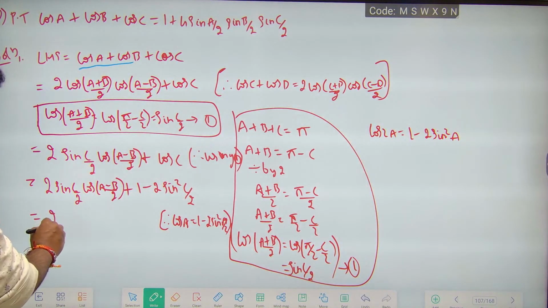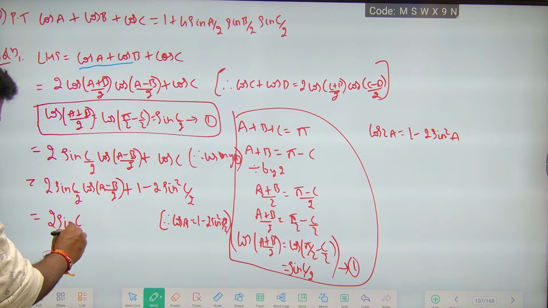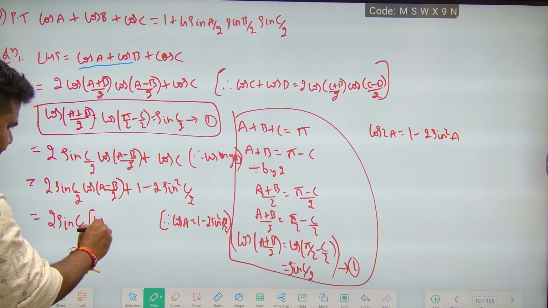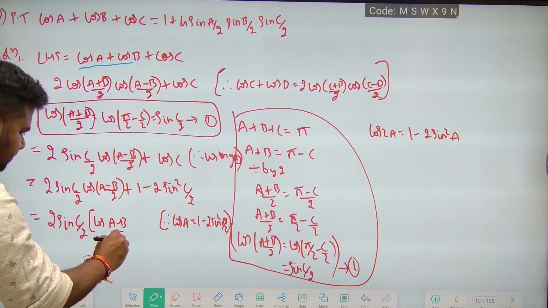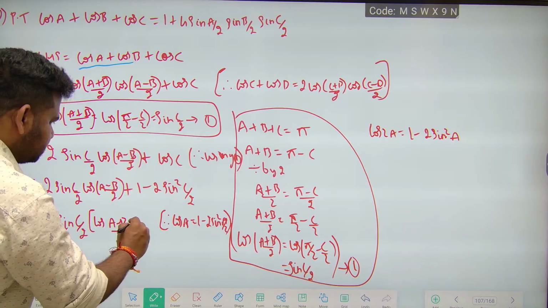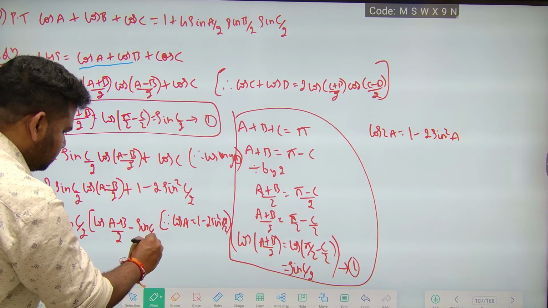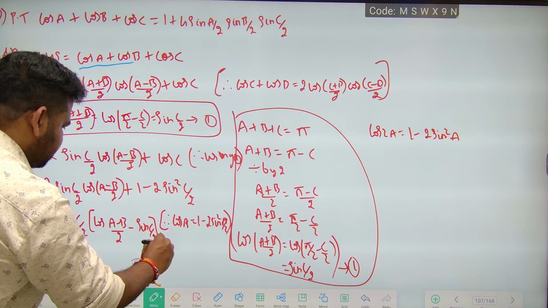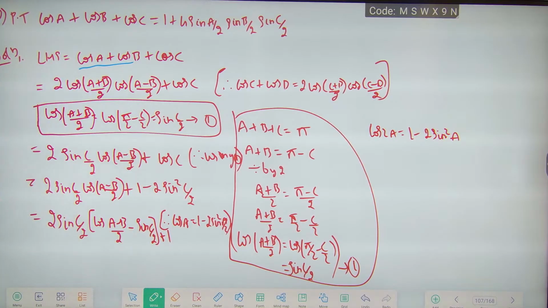This will give me 2 sin c by 2 into what will I have? Cos of a minus b by 2, minus sin c by 2. What is this I am having? Plus 1. This is what I am having, plus 1. So 2 sin c by 2, cos of a minus b by 2, minus sin c by 2.